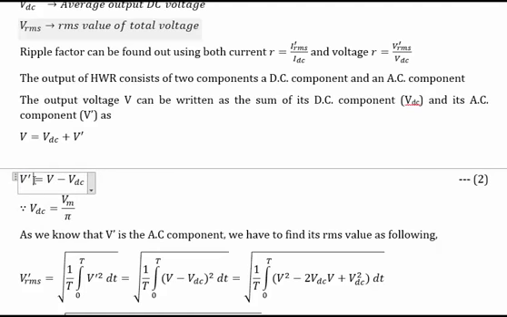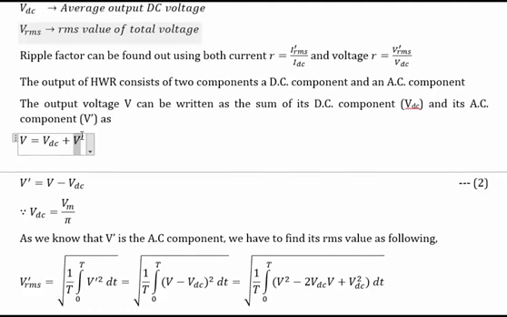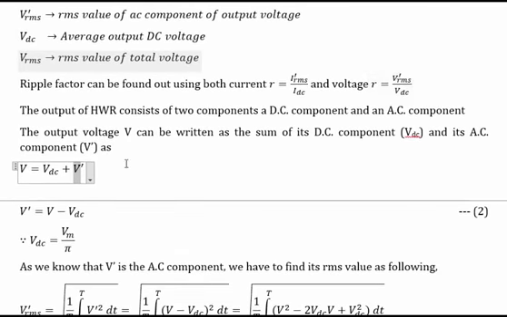Actually, you see here V dash is the AC component at the output of the rectifier, and VDC is the DC component. So to get the ripple factor we have to take the ratio of V dash RMS upon VDC. VDC is already available here, we just need to find V dash RMS from this V dash.